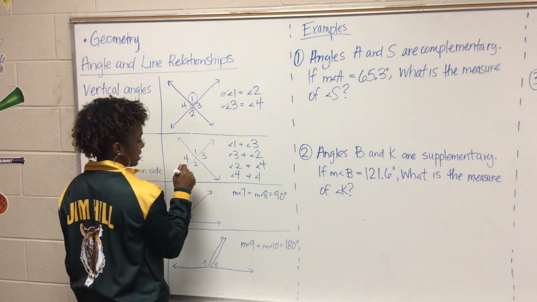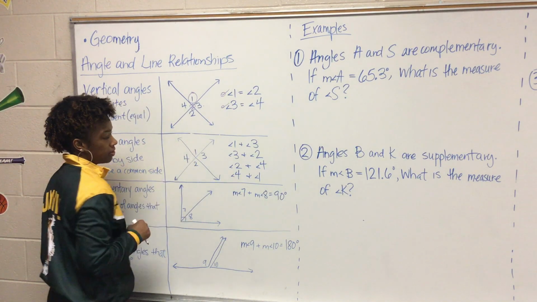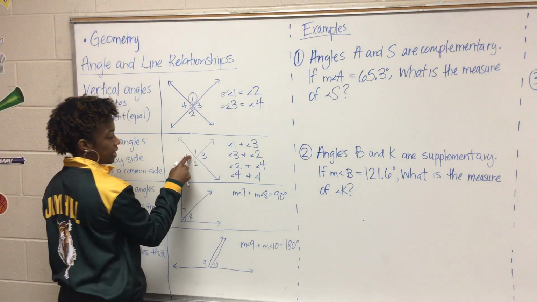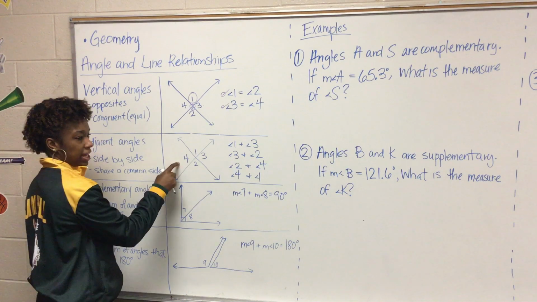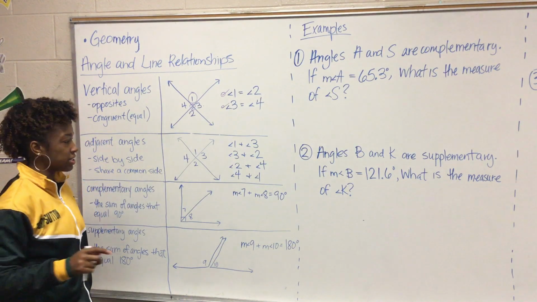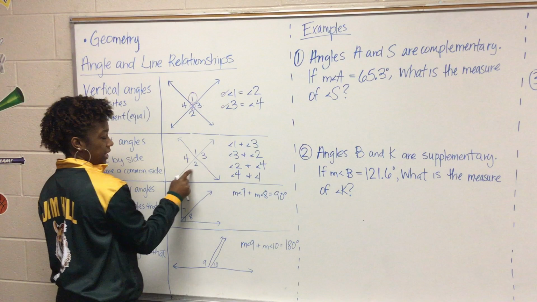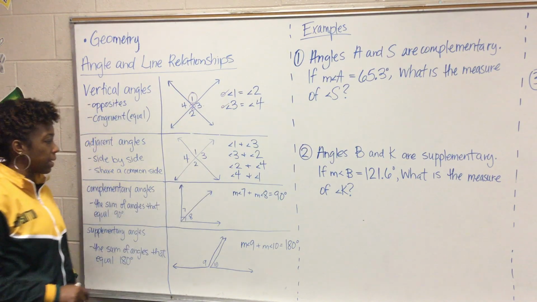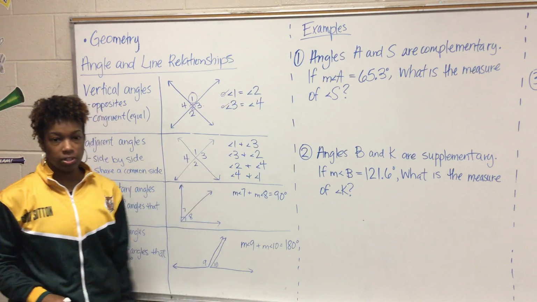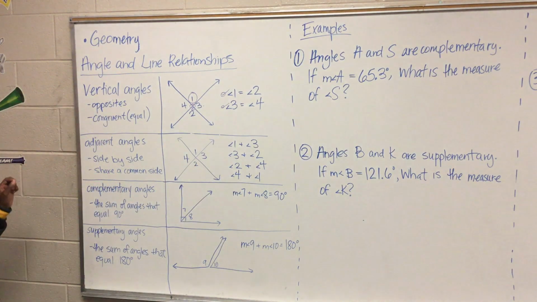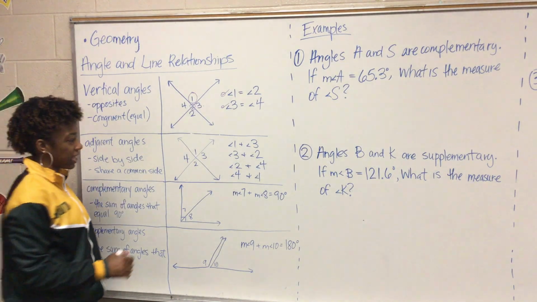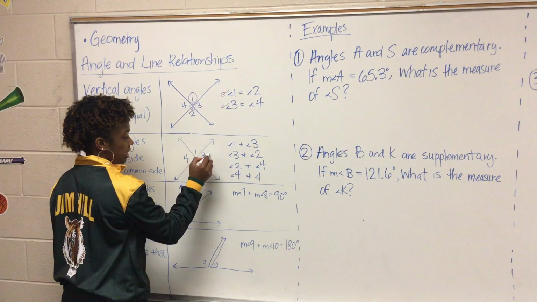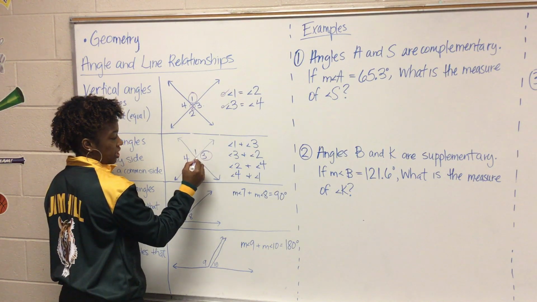If they are side by side, if I'm looking at angle 1, there are two angles that are side by side. That is angle 3 and angle 4. If I'm looking at angle 4, the two angles that are side by side are angle 1 and angle 2. If I'm looking at angle 2, the two angles that are side by side are angle 4 and angle 3. So in order for angles to be adjacent, they have to be side by side or share a common side. So if we're looking at angles 2 and 3, they share this side here.